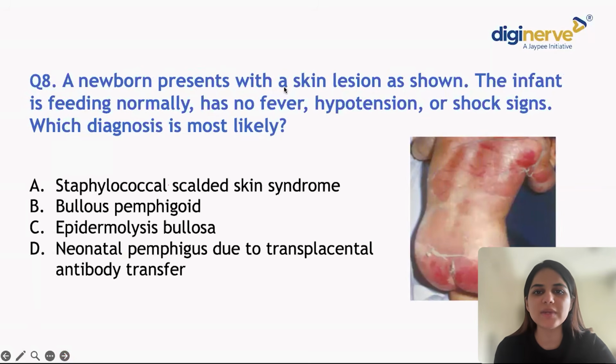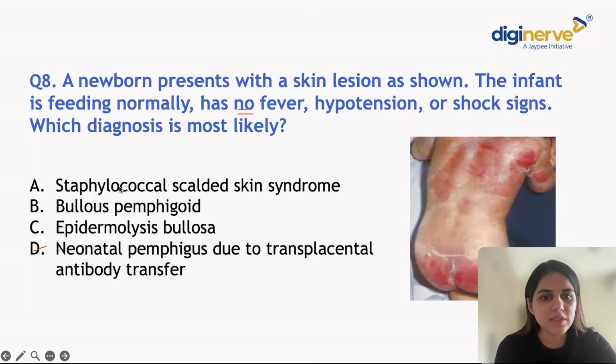A newborn presents with a skin lesion as shown. The feeding is normal, has no fever, hypotension, shock. Which is the most likely diagnosis? So the clue here is the patient has none of these systemic features, all right? So bullous pemphigoid mostly presents in older age group. Neonatal pemphigus due to transplacental antibody transfer is the answer here.